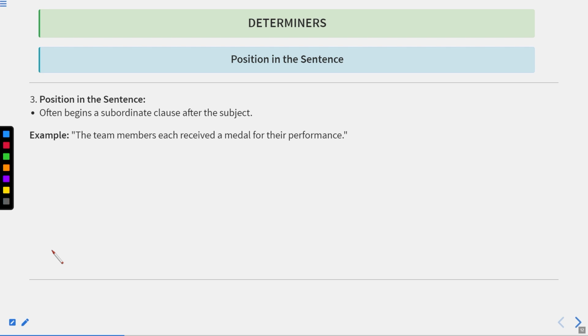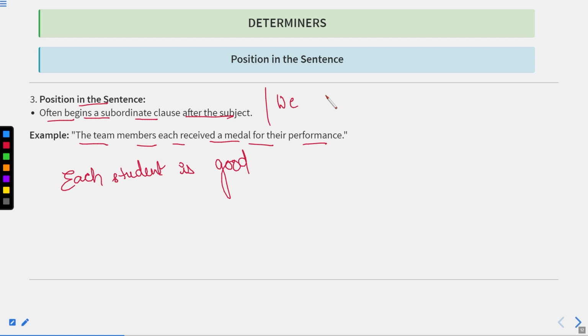Now let us move to the next one. Position in the sentence: it often begins a subordinate clause after the subject. The team members each received a medal for their performance. However, we can also begin the sentence using each, for example, each student is good. We can begin the sentence using each. Also, we can use this word at the end of the sentence.